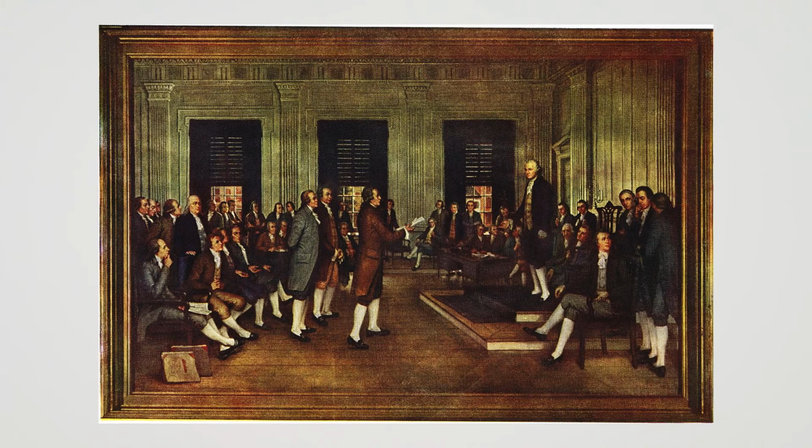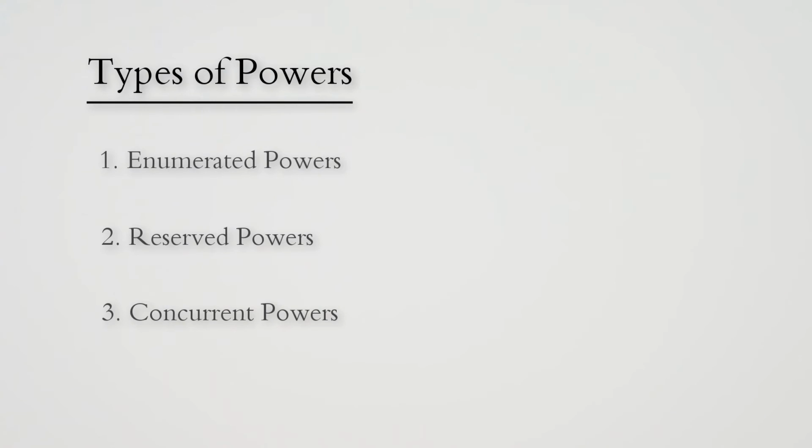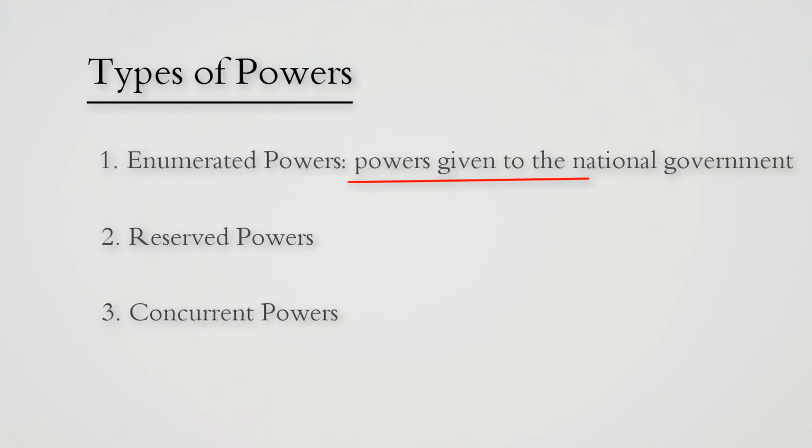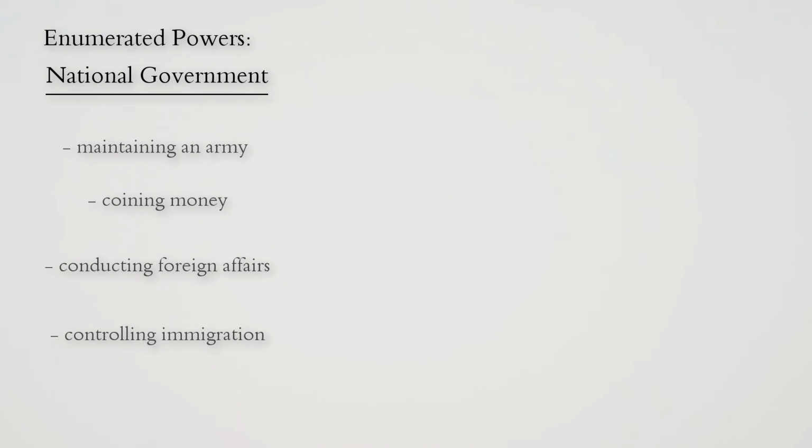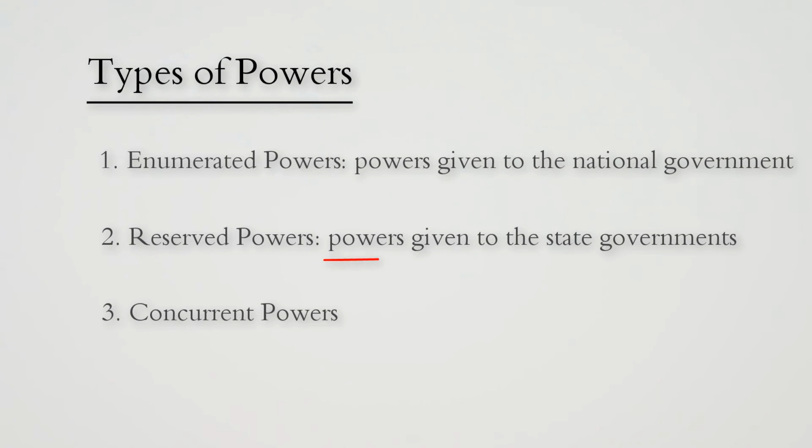When the framers of the Constitution separated the powers into three branches, they also divided the powers into three different types: enumerated powers, reserved powers, and concurrent powers. Enumerated powers are powers in the Constitution that are given to the national government. Examples include maintaining an army, coining money, conducting foreign affairs, controlling immigration, etc.